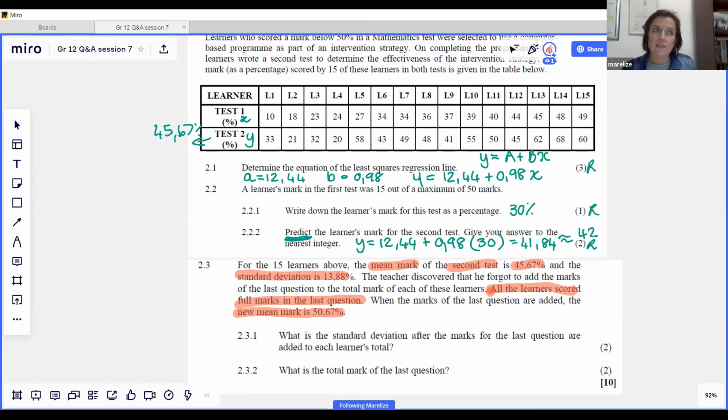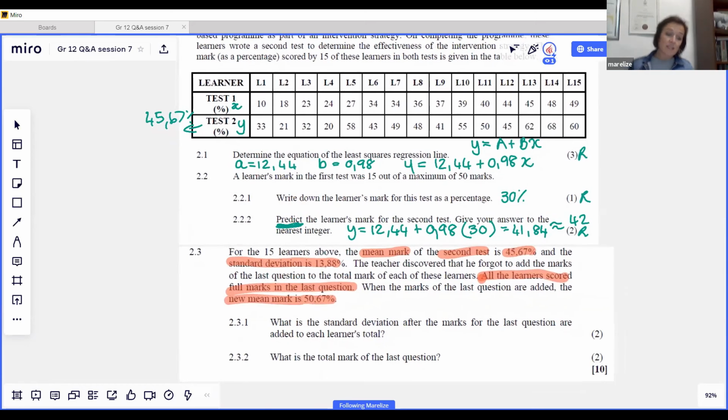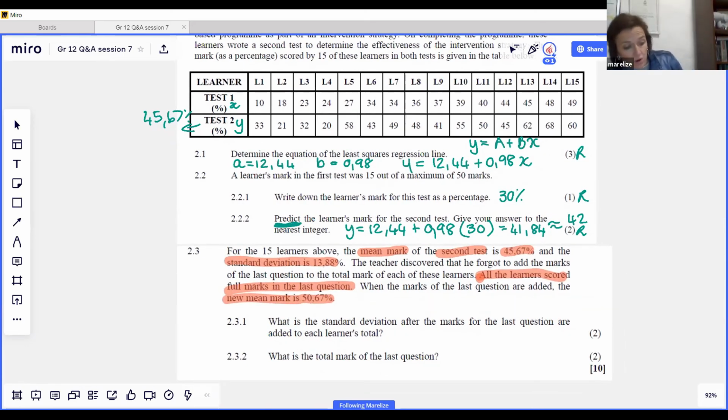So the standard deviation is always a measurement from the mean, like one standard deviation from the mean to the left or the right, or 2 standard deviations. Okay, it's a measure of variance in the data. Anyway, that's not being asked here. What is being asked is, what is the standard deviation after the marks for the last question are added to each learner's total?